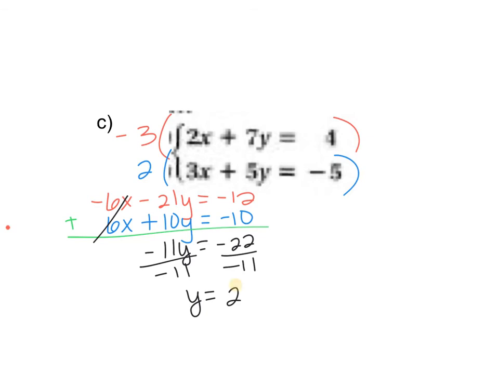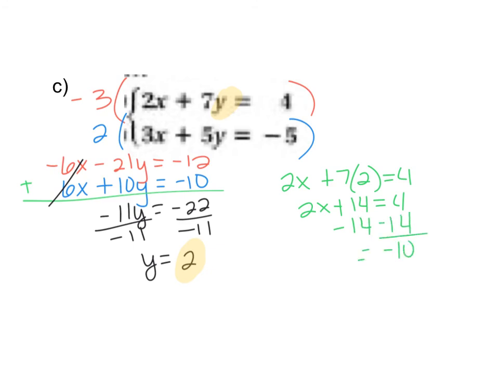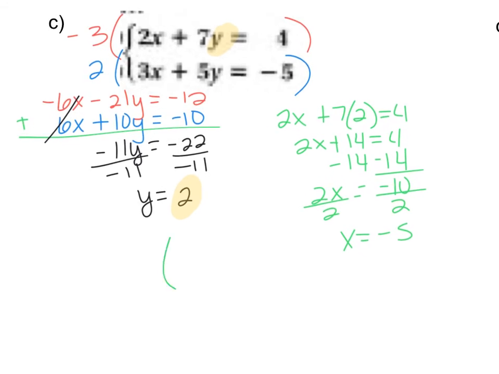So now let's plug that in. Doesn't matter which one. I'm gonna go ahead and just plug it into the top one. So I'm gonna have 2x plus 7 times 2 equals 4. 2x plus 14 equals 4. Subtract 14, that would be -10. Divide by 2, so x equals -5. So it looks like we have our answer. The answer would be -5, 2.